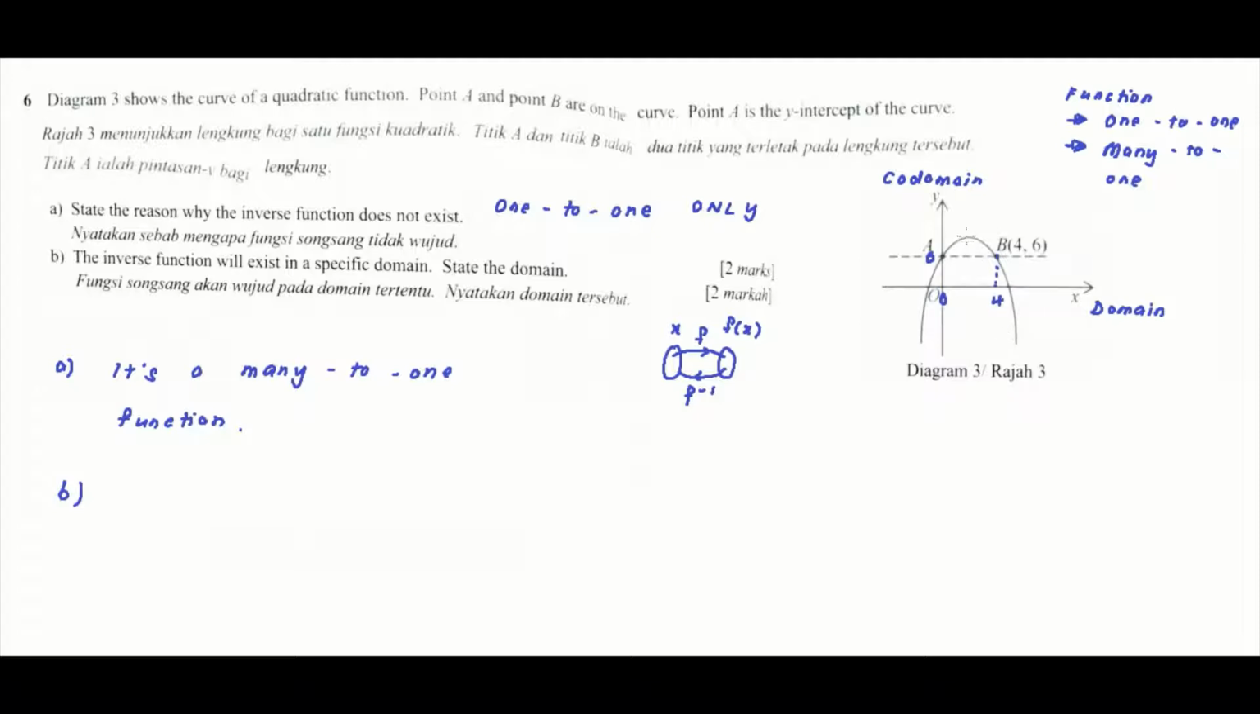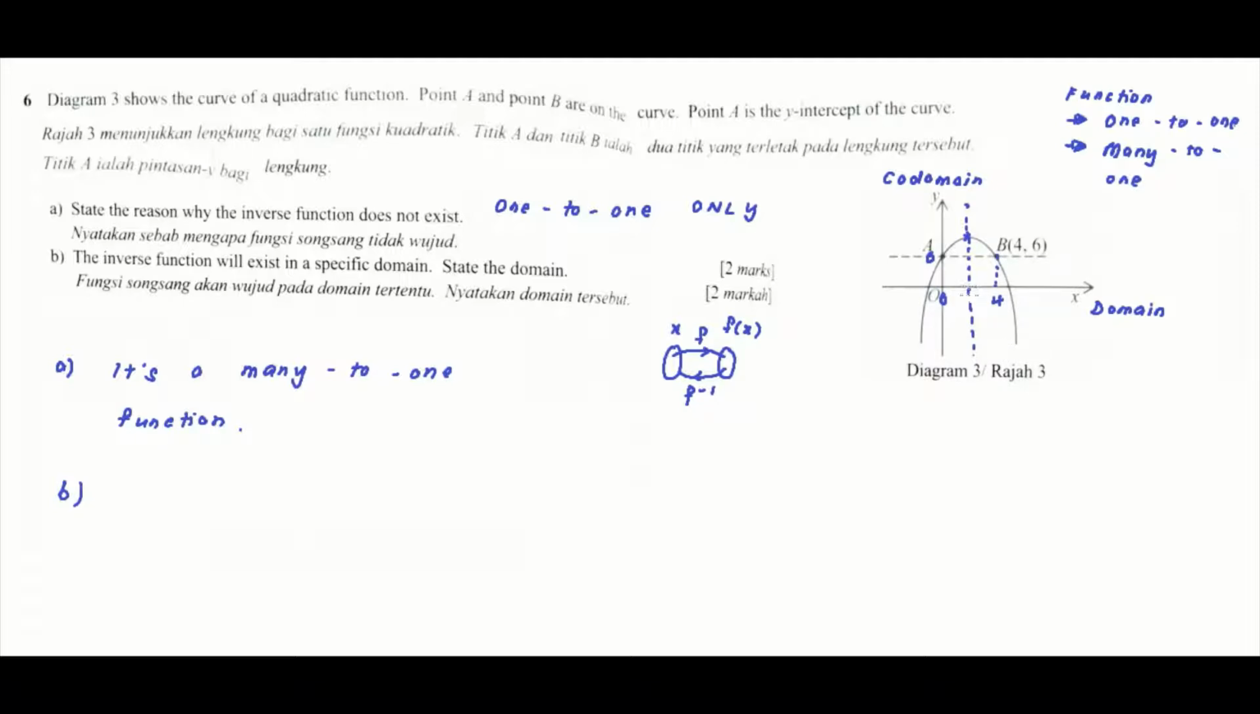We can find the maximum point here, and what we try to do is cut it in half. Either I take the first half, where for all the points, each object has only one image, and they don't intersect when you try to draw a horizontal line. Or the other way is, instead of the first half, I take the second half. It gives me a one-to-one function as well.